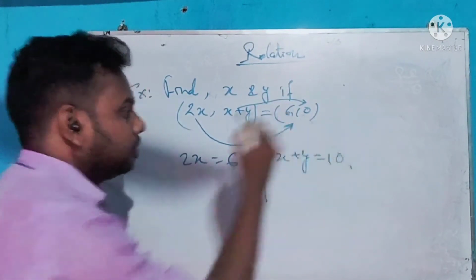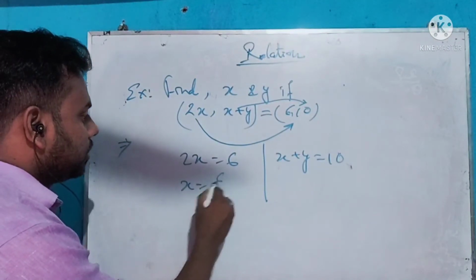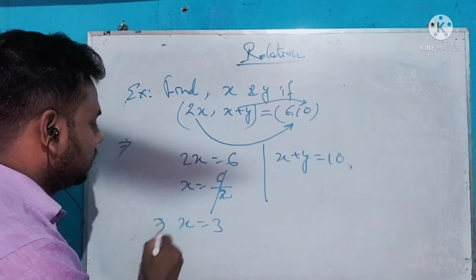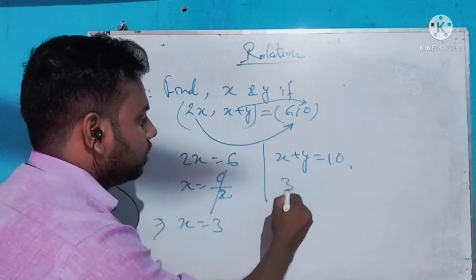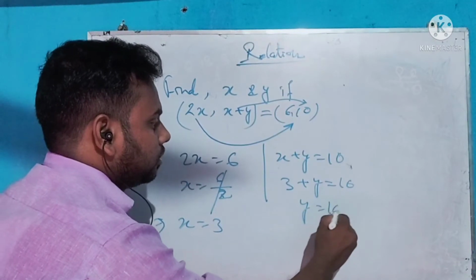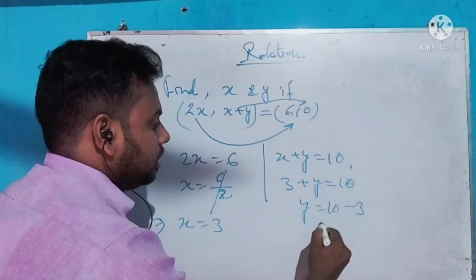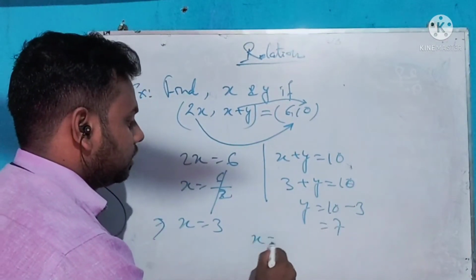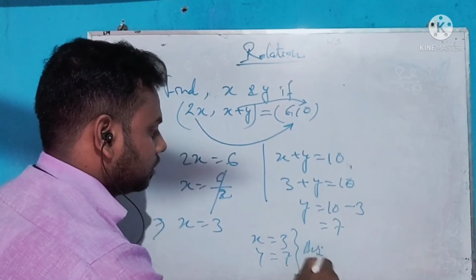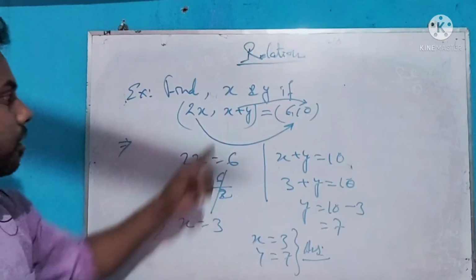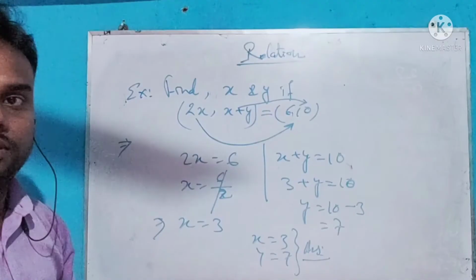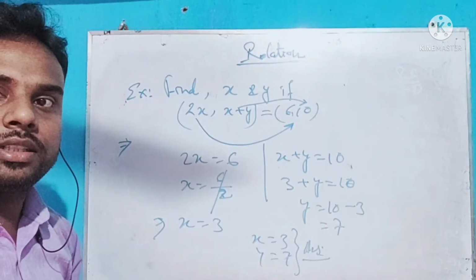So 2x is equal to 6 and x plus y is equal to 10. So x is equal to 6 by 2, which implies x equals 3. If we put the value of x, then y is equal to 10 minus 3, that is 7. So x is equal to 3 and y is equal to 7 is our answer. If the ordered pairs are equal, then the corresponding elements are also equal. Okay, let us see the next example.